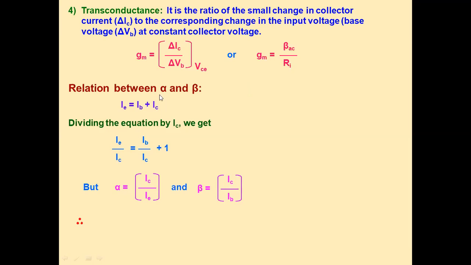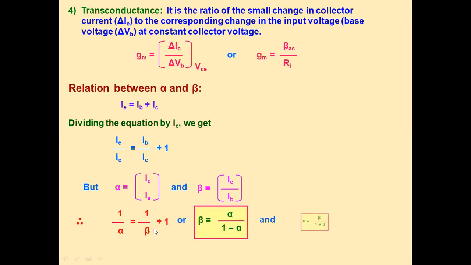According to the action of transistor, IE is equal to IB plus IC. So divide this whole equation by IC. We get on the left side IE upon IC, equal to IB upon IC plus 1. Take the reciprocal of this. So we get 1 upon alpha is equal to 1 by beta plus 1. So we get two equations in terms of beta and in terms of alpha: beta is equal to alpha upon 1 minus alpha, and alpha is equal to beta upon 1 plus beta.